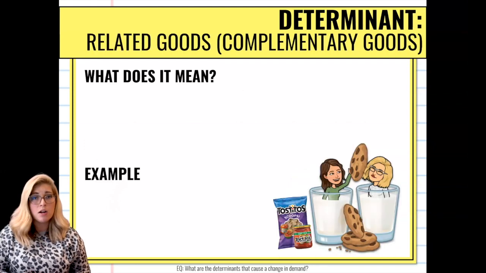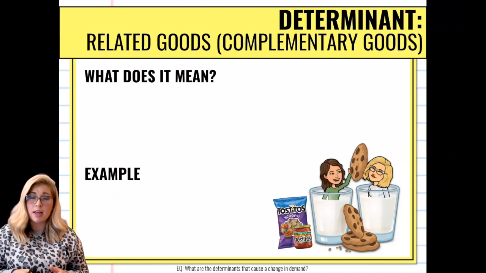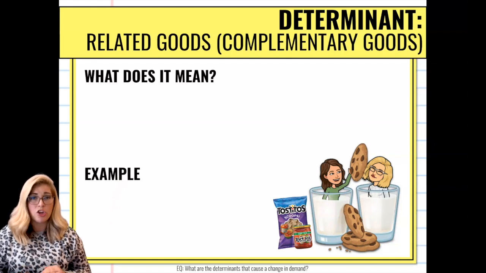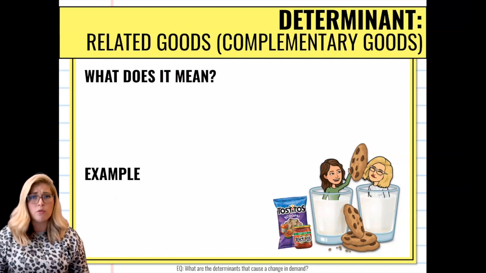The first are complementary goods. What does this one mean? Think about complement, something that complements someone else. Complementary goods are going to be goods that go together or work together. They complement each other. A couple examples, as you can see on the screen, are chips and salsa, milk and cookies, peanut butter and jelly. All of those would be great examples.